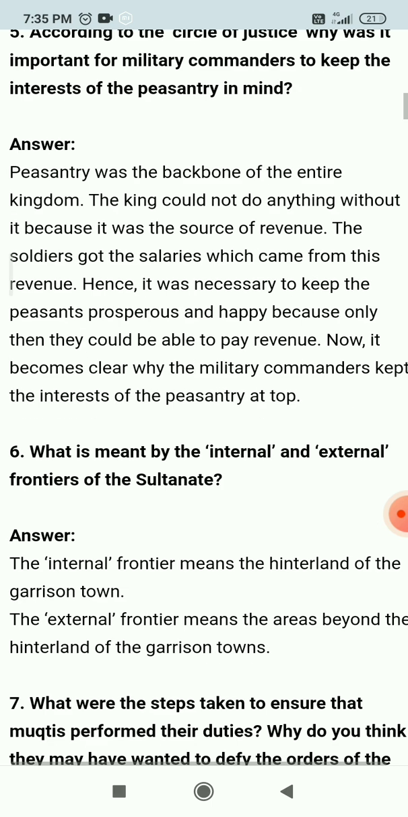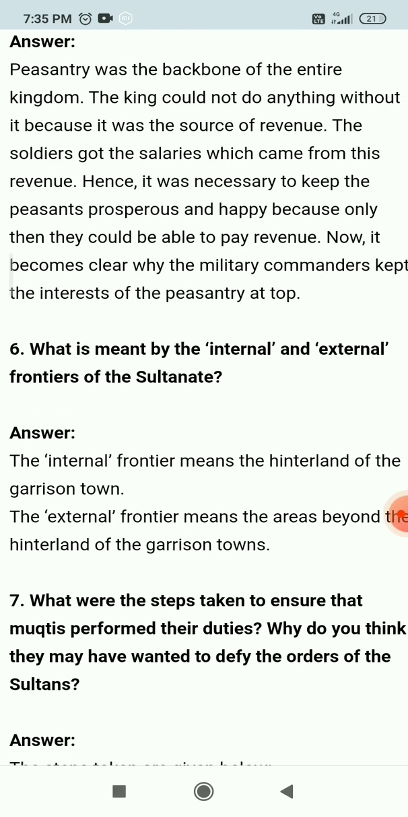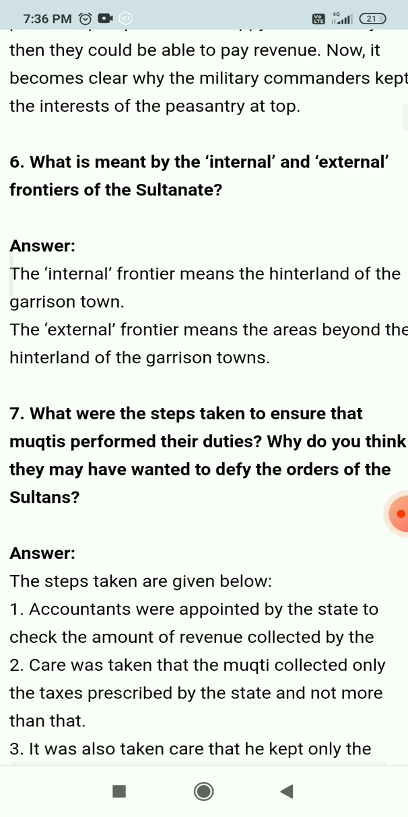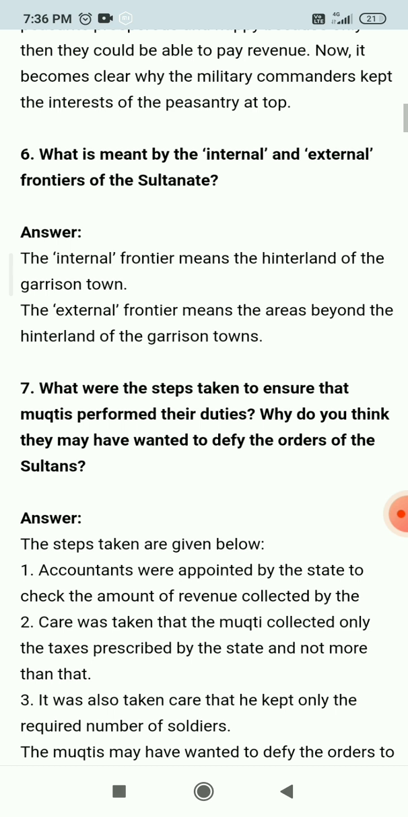Next, what is meant by the internal and external frontiers of the Sultanate? The internal frontier means the hinterland of the garrison town. The external frontier means the areas beyond the hinterland of the garrison towns.